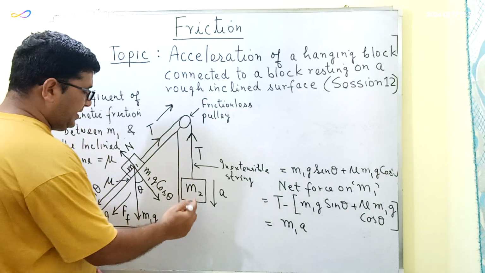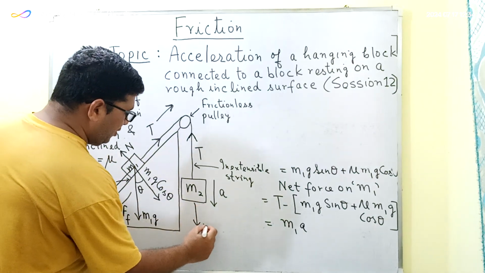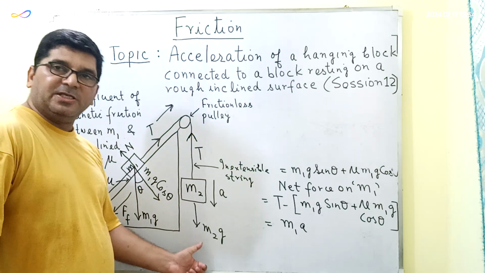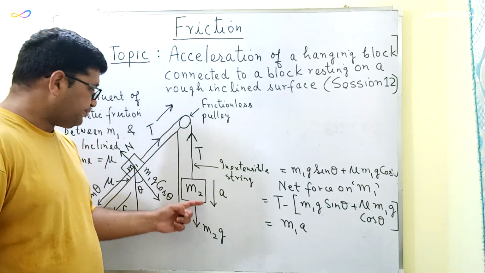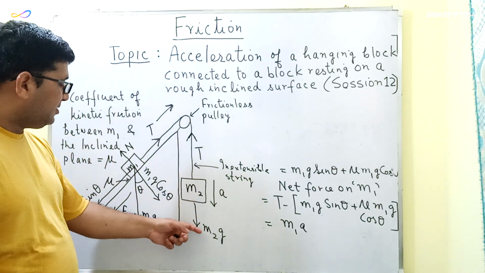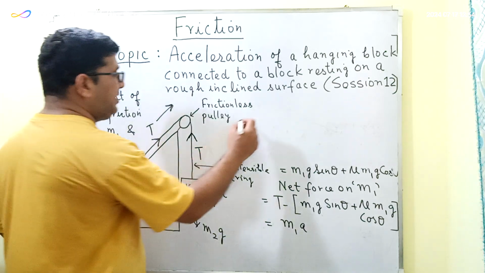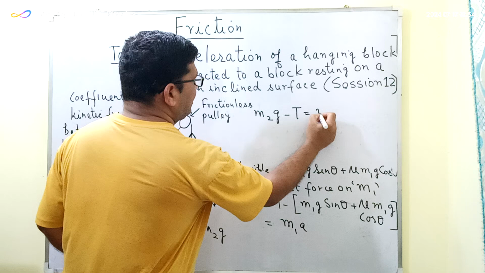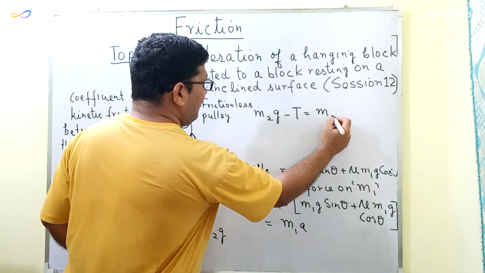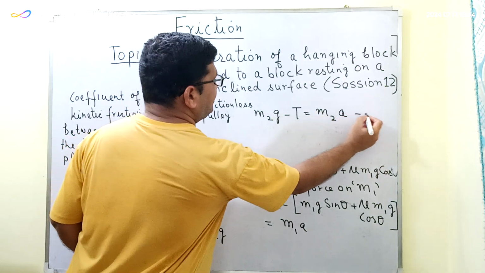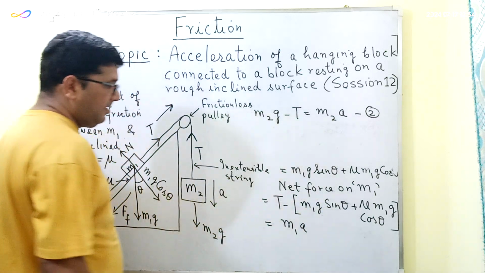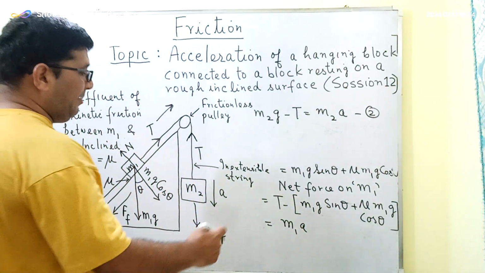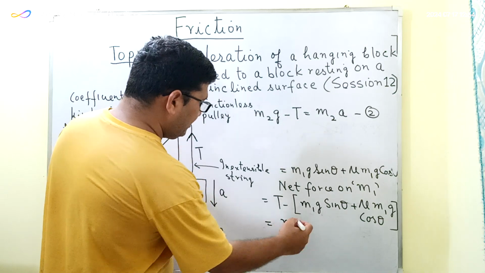Now consider this block m2. The weight is acting in the downward direction, m2g. Now this block will move in the downward direction only when the weight is more than the tension in the string. So m2g minus the tension in the string will be equal to m2a. So this is the second equation which I have got.